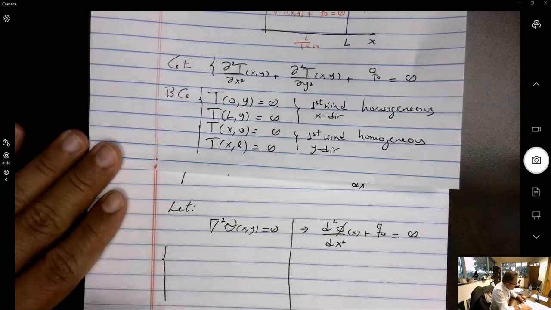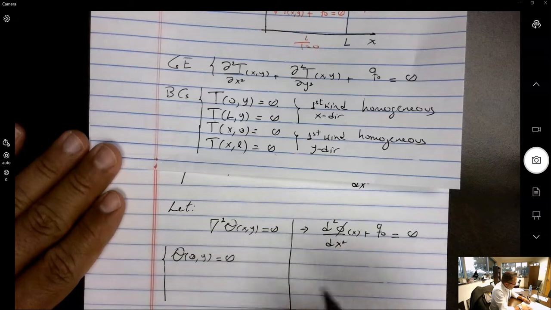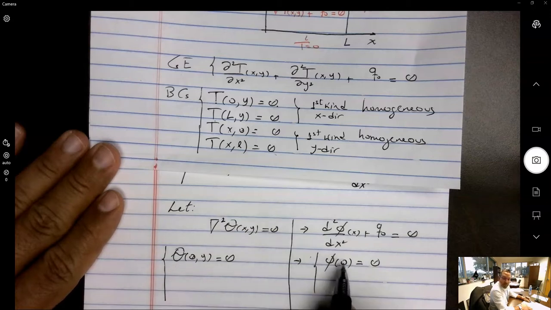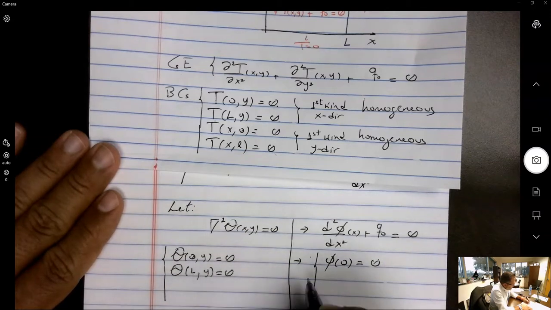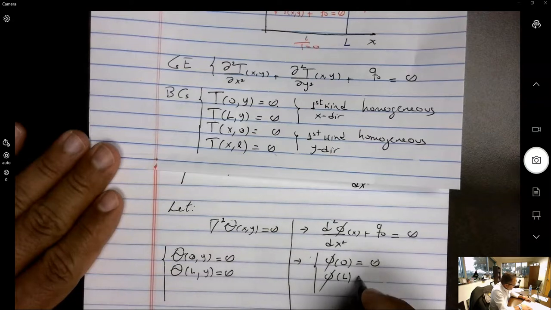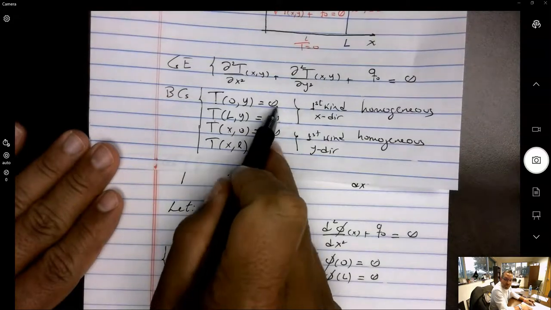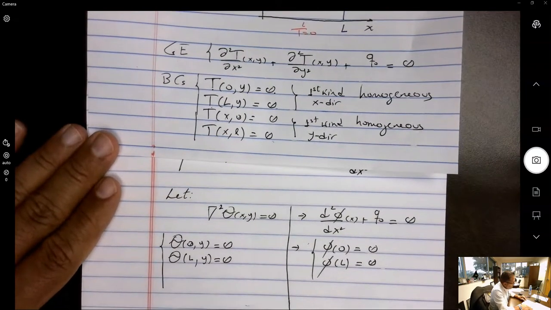So if we let theta at x equals 0, comma y be equal to 0, then phi at 0 should also be equal to 0. So theta plus phi is equal to 0. If theta at L, comma y is equal to 0, then phi at L should be equal to 0, because t at L, comma y is equal to 0. If this was different than 0, we just make this one 0 and this one something different than 0, right? So we pass the non-homogeneity to phi. Since this is just an ordinary differential equation, it really doesn't matter.